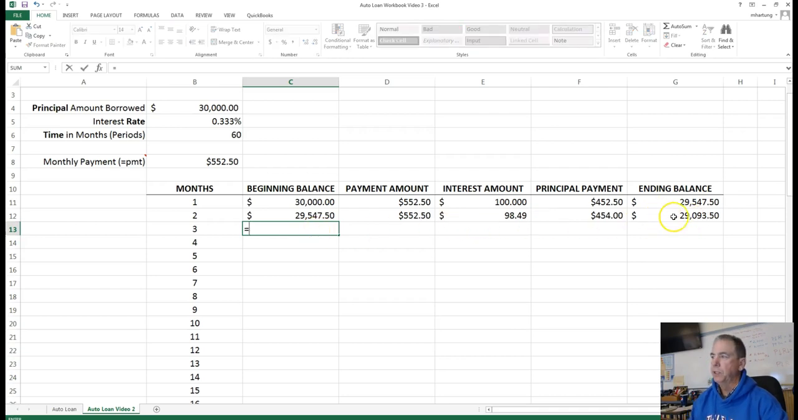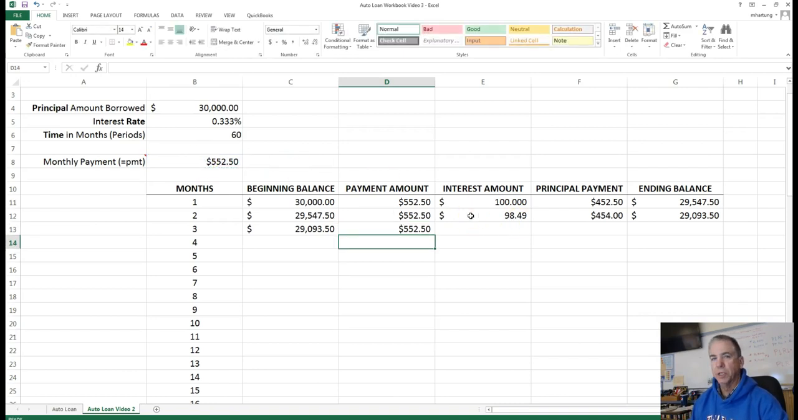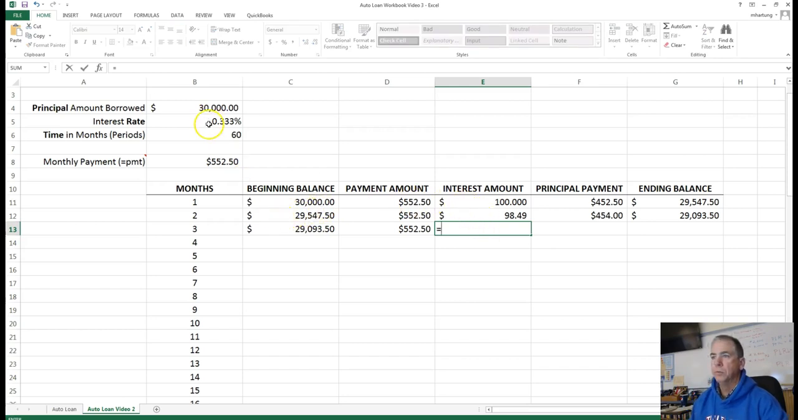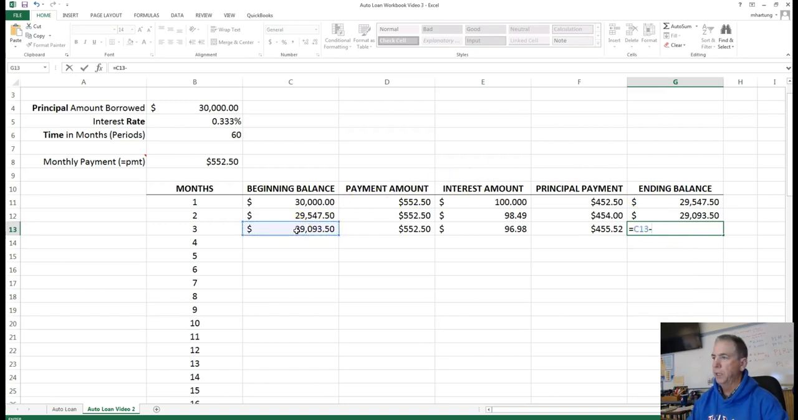Beginning balance is the previous ending balance. Payment amount is always the same amount each month. It's just that you're starting to see that the amount that goes to interest decreases and the amount that goes to the principal starts to increase. And we're going to create some graphs later to really illustrate that. Interest amount, interest rate, times beginning balance for that period. $96.98, principal payment. Payment amount minus the interest. And the ending balance again. Beginning balance minus the principal payment.